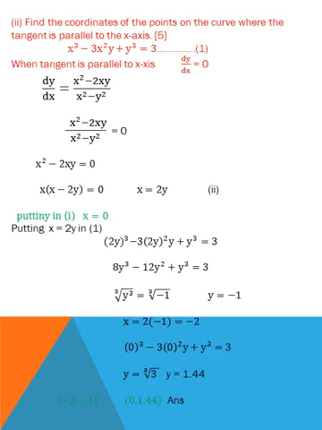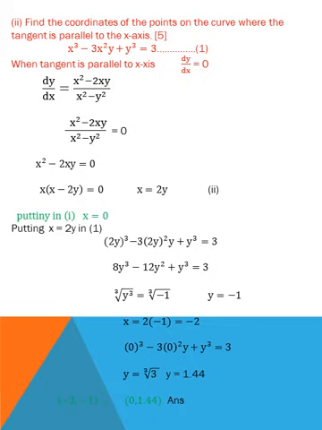Find the coordinates of the point on the curve where the tangent is parallel to the x-axis. When the tangent is parallel to the x-axis, it means the gradient is equal to 0. So dy/dx is equal to 0. I put the value dy/dx is equal to 0 and find that x square minus 2xy is equal to 0. Take x common, x minus 2y is equal to 0, x is equal to 2y.